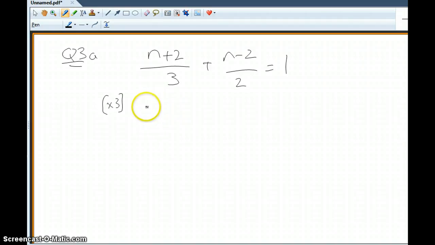So if I do multiply by 3, I have to multiply every term, and I have to multiply both sides, right? To make it balance. So the first fraction multiplied by 3 just looks like that, n plus 2. Because if you times something by 3 and then divide it by 3, the 3's cancel each other.